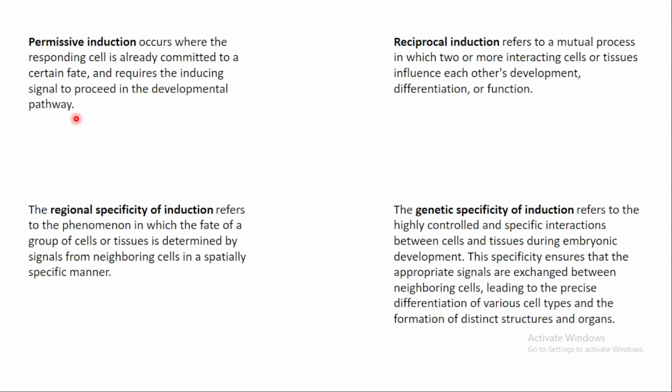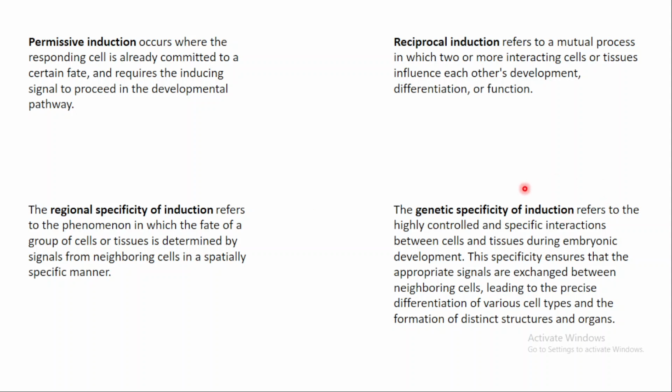Reciprocal induction refers to a mutual process in which two or more interacting cells or tissues influence each other's development, differentiation or function. In reciprocal induction, both the participating tissues will induce each other. Regional specificity of induction refers to the phenomenon in which the fate of a group of cells or tissues is determined by signals from neighboring cells in a spatially specific manner. So in a spatially specific manner, the forelimb, the thigh or the foot can induce different structures.